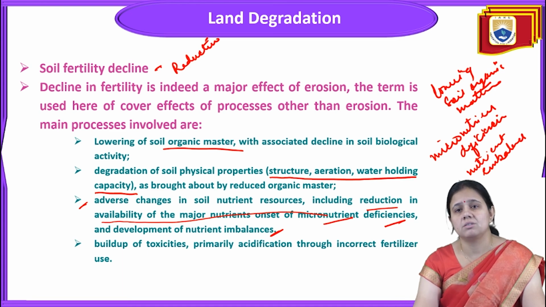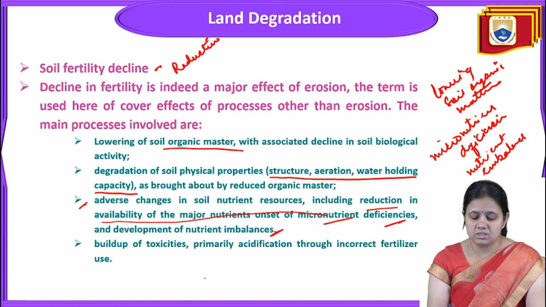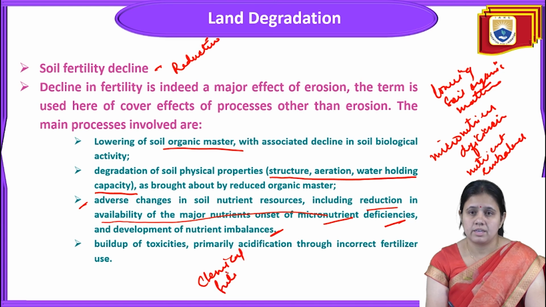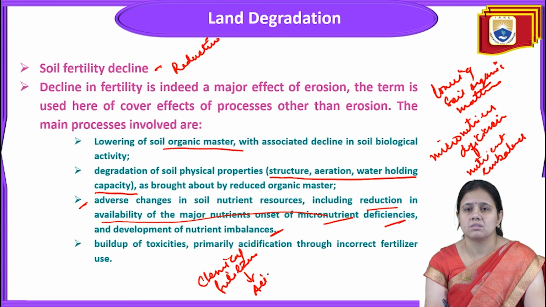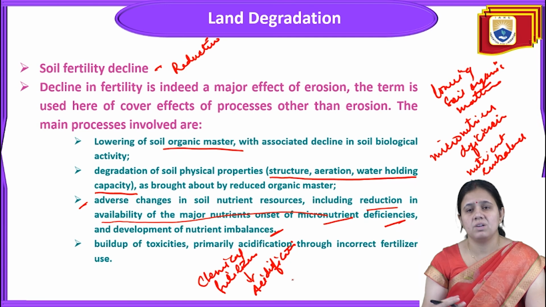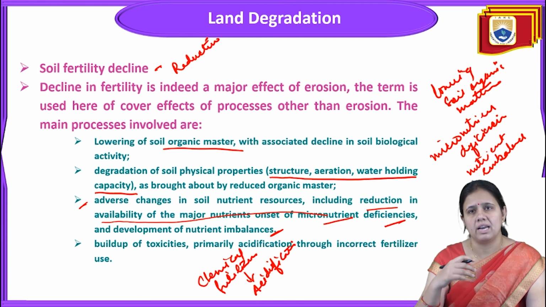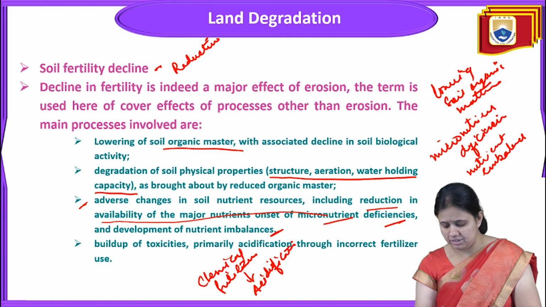Buildup of toxicities, primarily acidification through incorrect fertilizer use. Due to these chemical fertilizers, an acidification condition will occur. And this acidification will add toxicity to the land area, and this is again a major reason for land degradation.